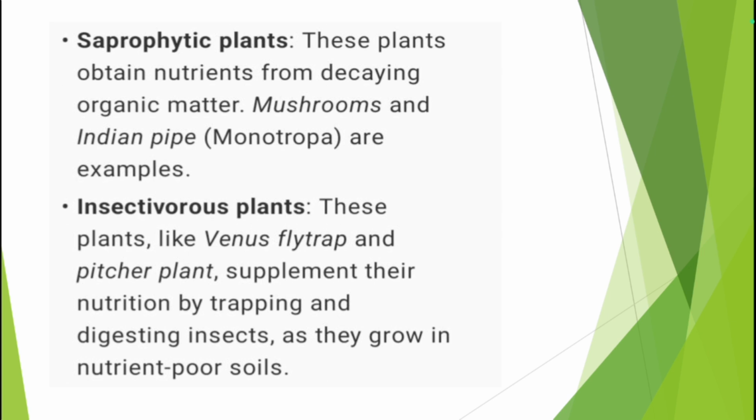Hence, there are some plants which also perform partial photosynthesis and they will also trap the insects. These type of plants are known as partially heterotrophic plants. Okay, they can digest insects, as I told you for the insectivorous plants. The best example is the Venus flytrap and the most familiar insectivorous plant is the pitcher plant.